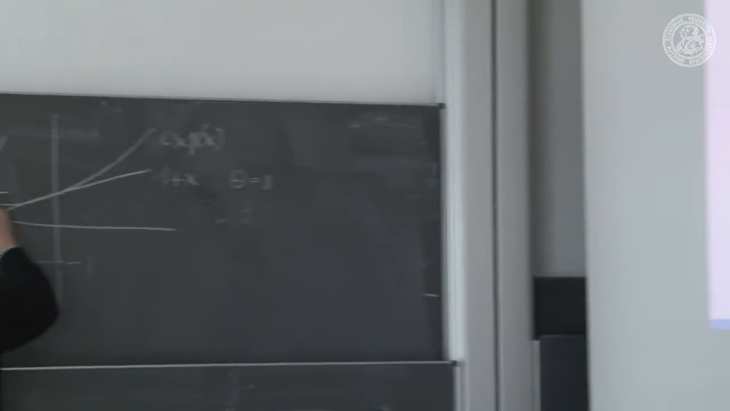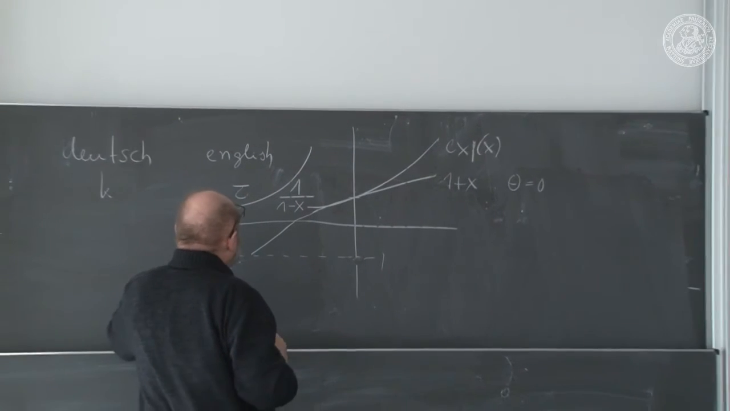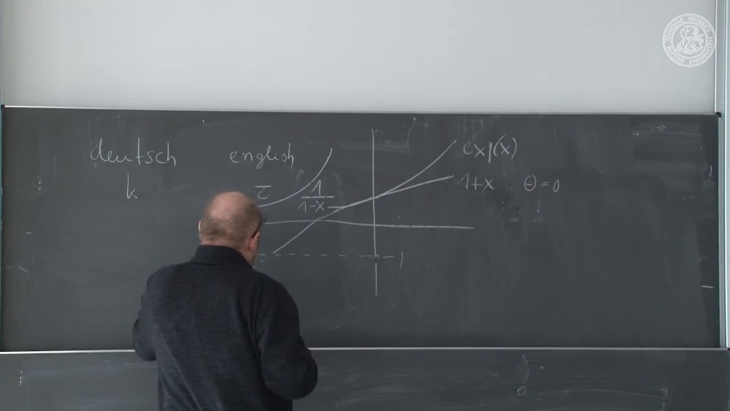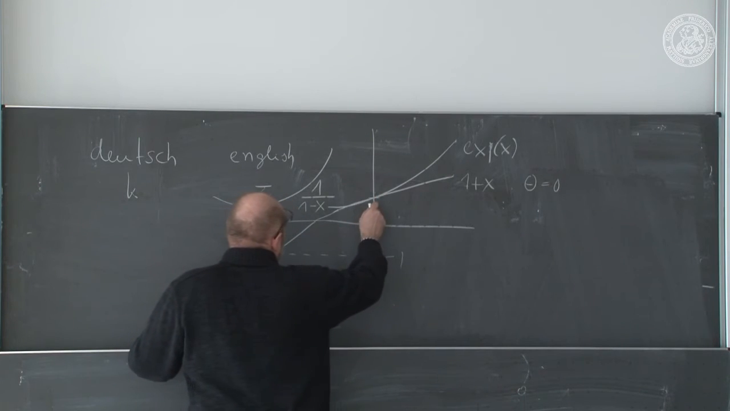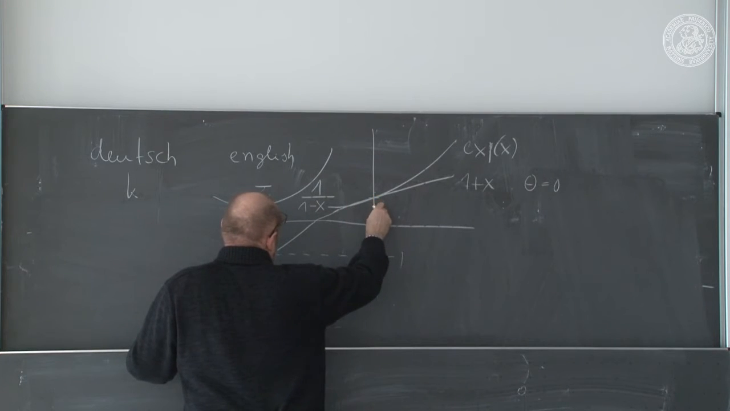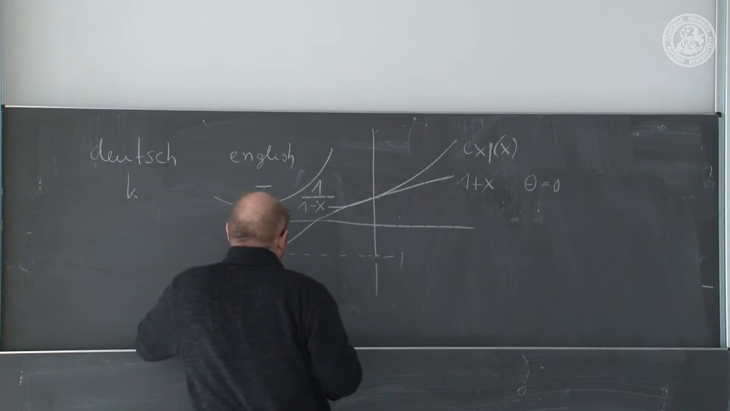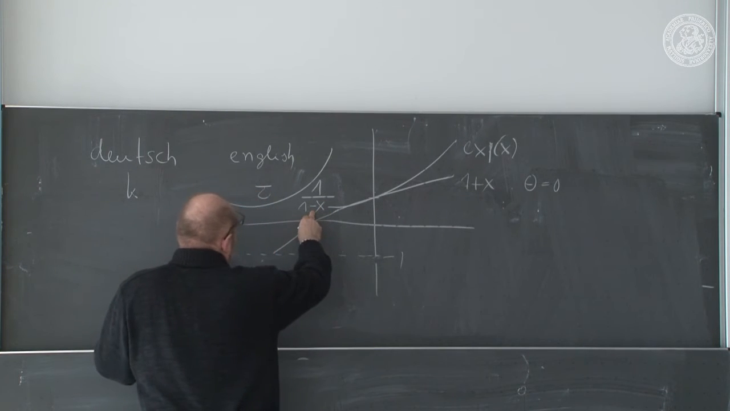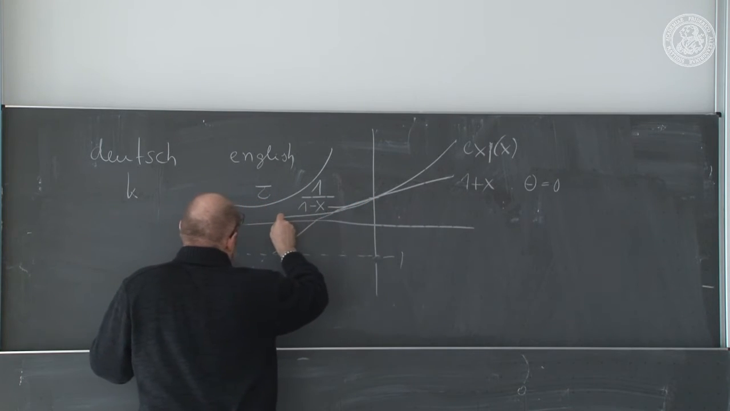1 over 1 minus x, I've called it here. So what is this? What does this function do? It stays where it should, so it starts at 1. If I go in this direction, I have this part going to infinity, so I get 0 as a limit, so it's nice, and I go here.